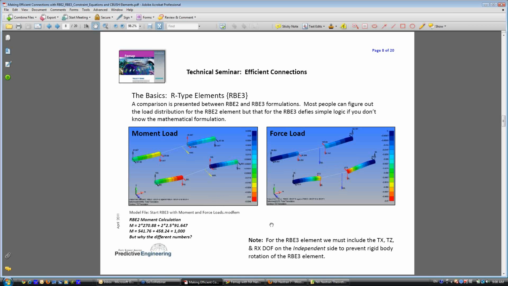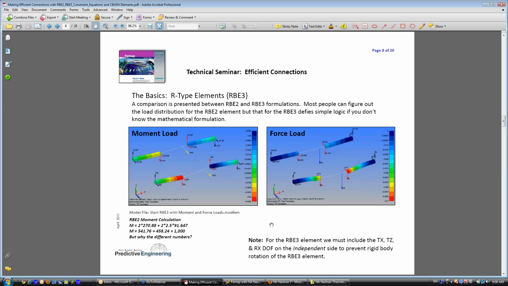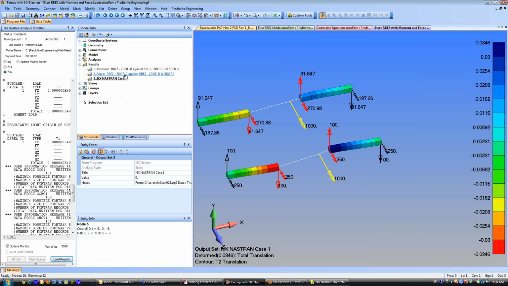So, okay. Before I jump too far, I told you guys this is going to be technical.